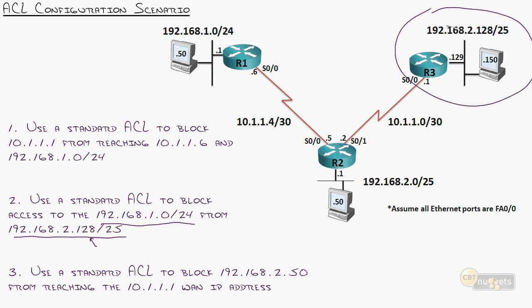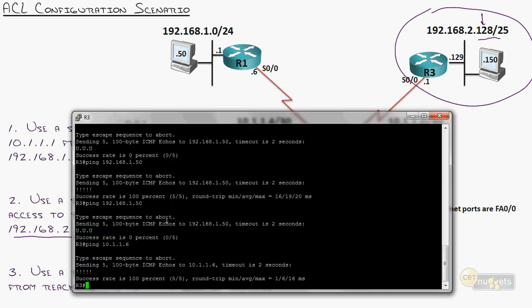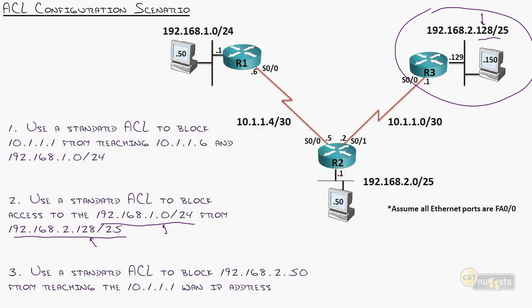So 192.168.2.128/25. That's identifying the whole network. Remember, the 128 is the network ID. So I'm saying the whole network is being blocked from accessing this whole network. Again, big sweeping statements there. Okay, so let's do that. First off, before I even do that, let's figure out where we're at.